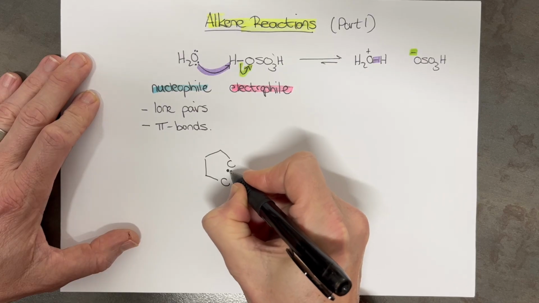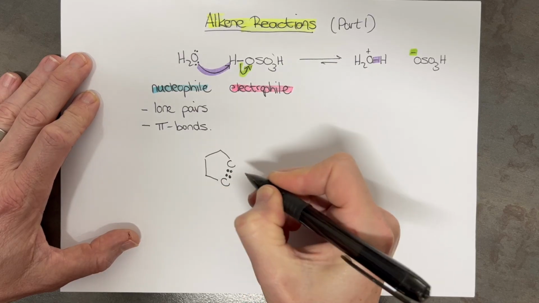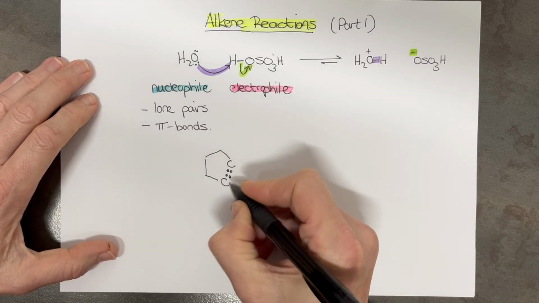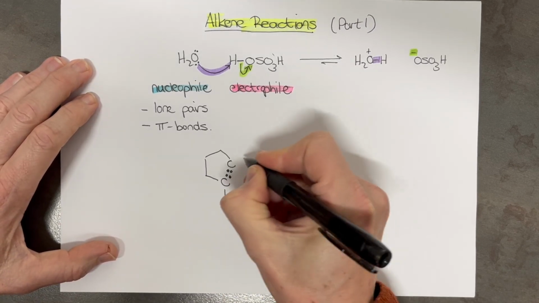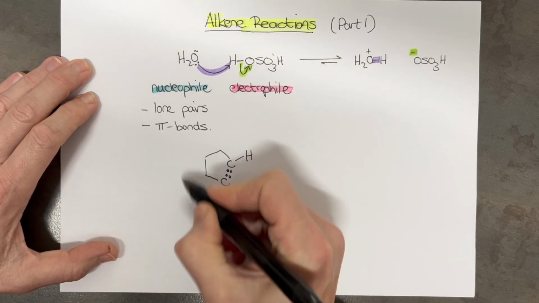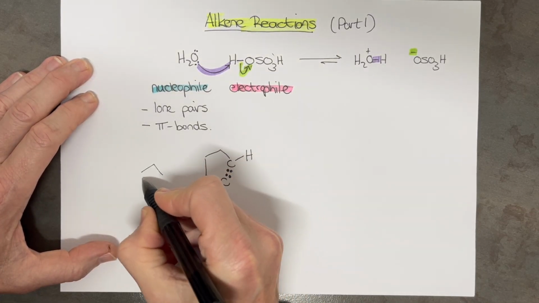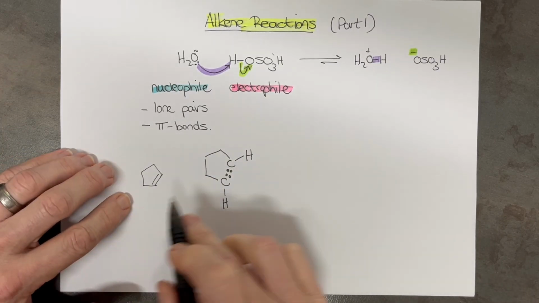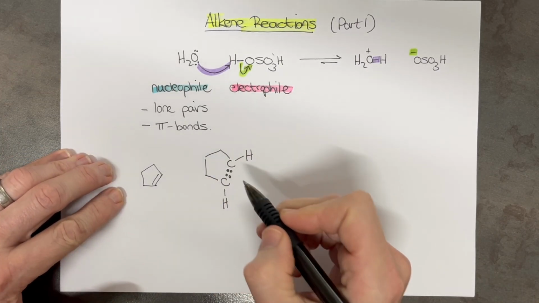I want to draw out the two sets of electrons that form part of the pi bond. So this molecule in our skeletal structure would just be cyclopentene. Okay, that's all we have over there. And I've drawn it out by showing the Lewis dot structure of that.